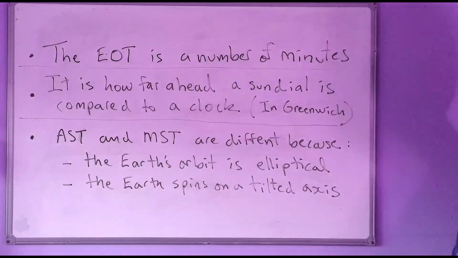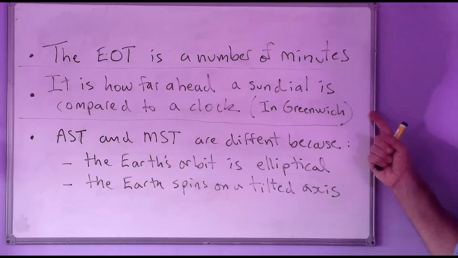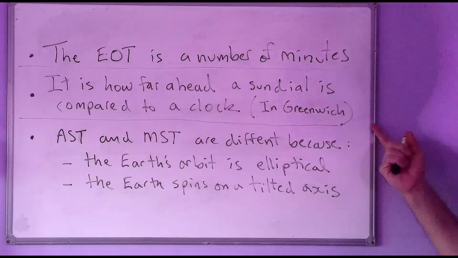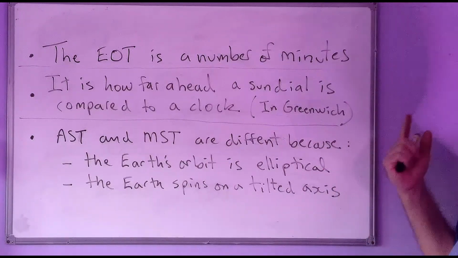Let's finish off with some key points. First of all, the equation of time is a number of minutes between plus and minus 15 minutes or so. The equation of time is a number of minutes, it's not an equation. It is how far ahead a sundial is compared to a clock. That is if you live in Greenwich. We'll worry about other places later.